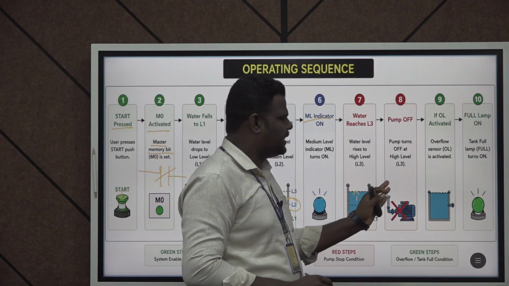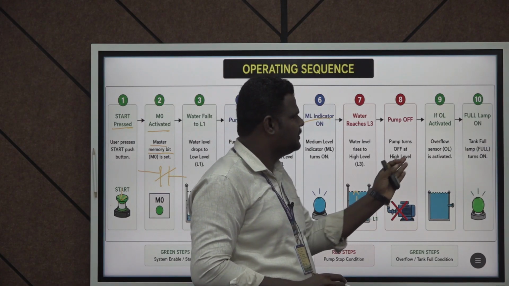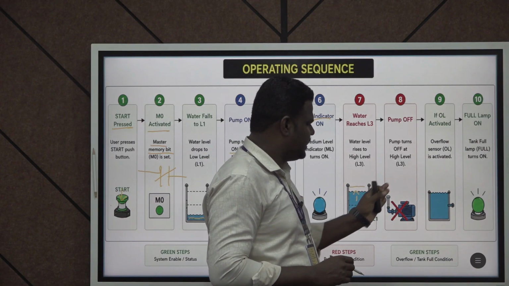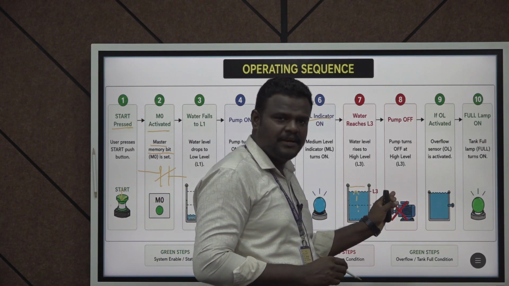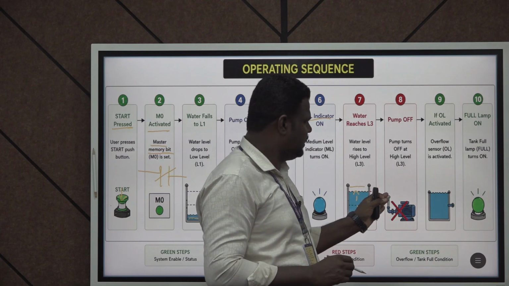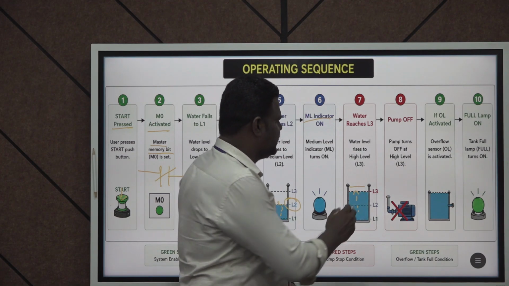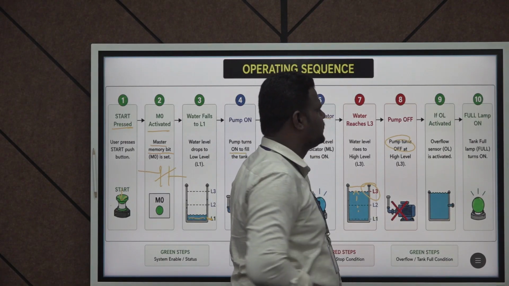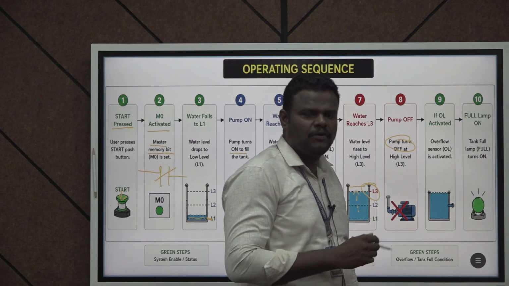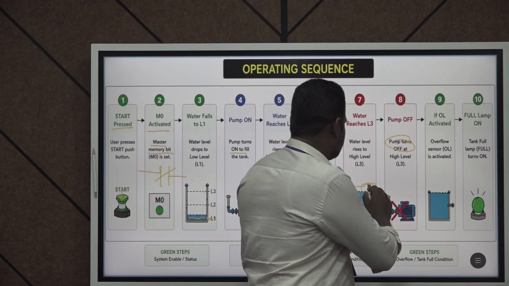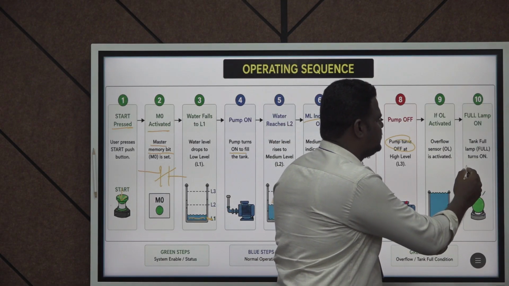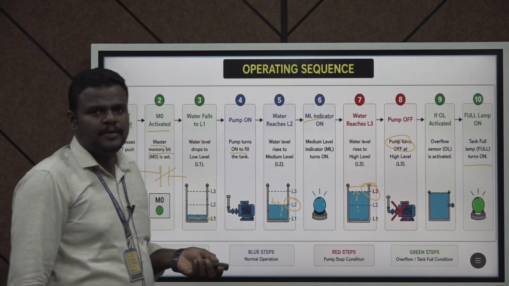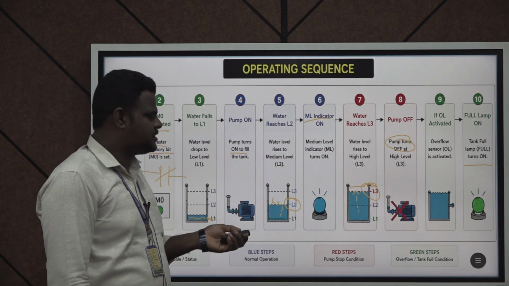Okay. If the pump turns off at the L3 level, then suppose the level keeps increasing beyond L3. If you turn off the pump at L3, it will be better. Okay. So L3 will be used to turn off the pump. Okay. Then if the overflow sensor is activated, that time we need to indicate the tank level is full. Okay. So this is the operating sequence of the PLC based automatic water level monitoring system.